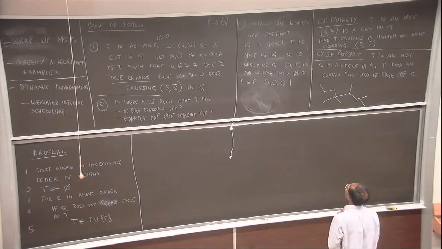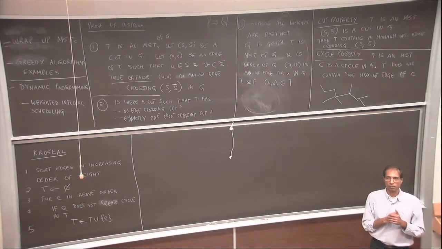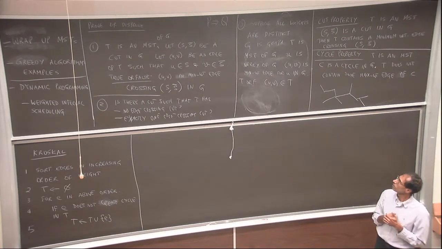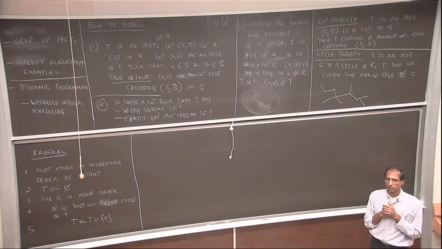How many people think true? How many people think this is false? So let's try a false proof first. If there's a cycle, the claim is that the edge between U and V is the minimum weight edge. But if there's a cycle such that there is a separate path from U to V that has lower weight, then we don't pick the edge between U and V.